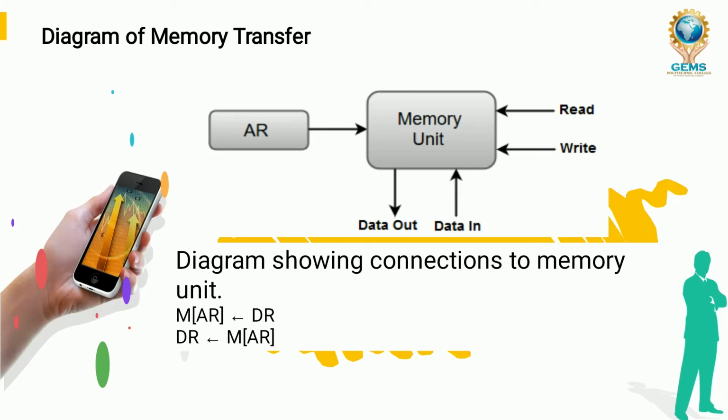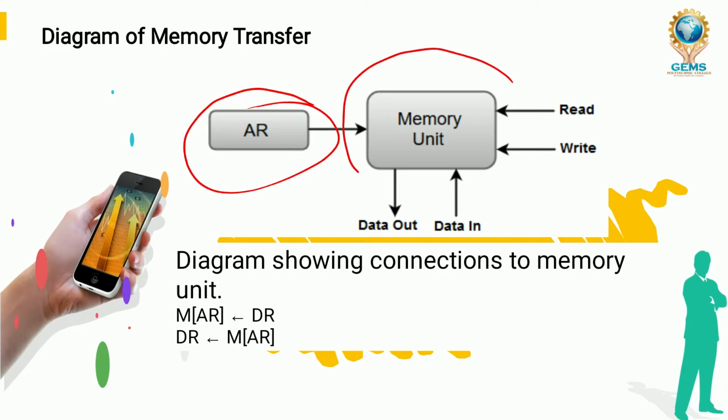Look at the diagram, the read and write operations. What is AR? AR is the address register. The memory unit is denoted by M. It is a memory device, and it contains multiple locations for storing data at different addresses.